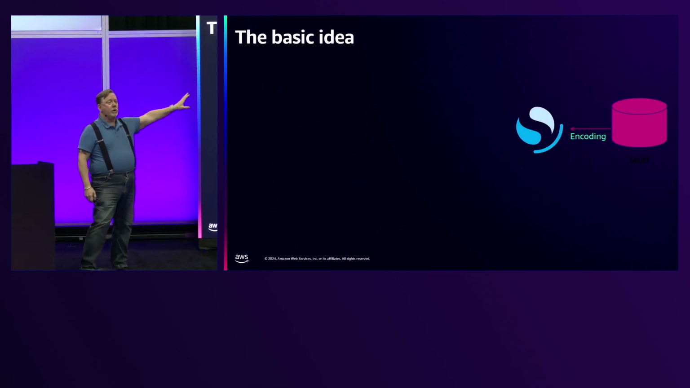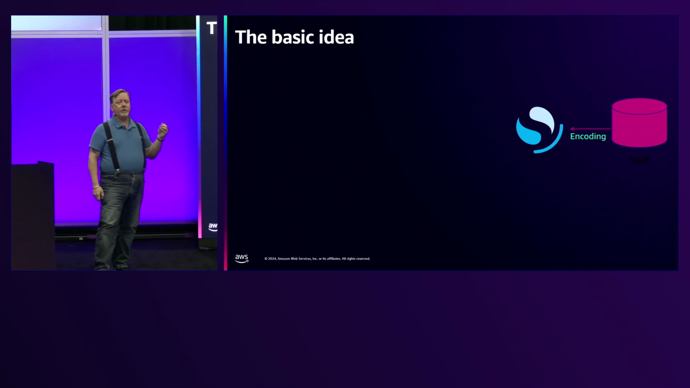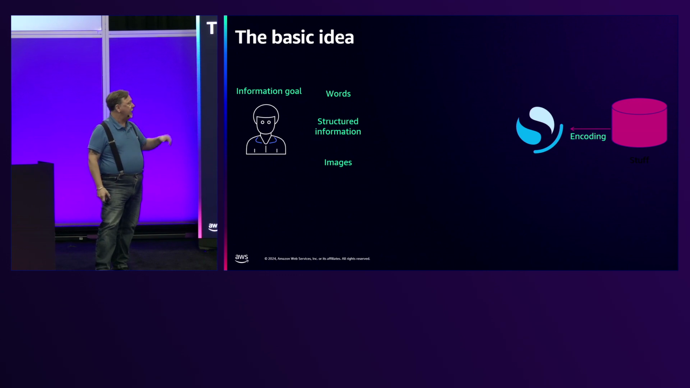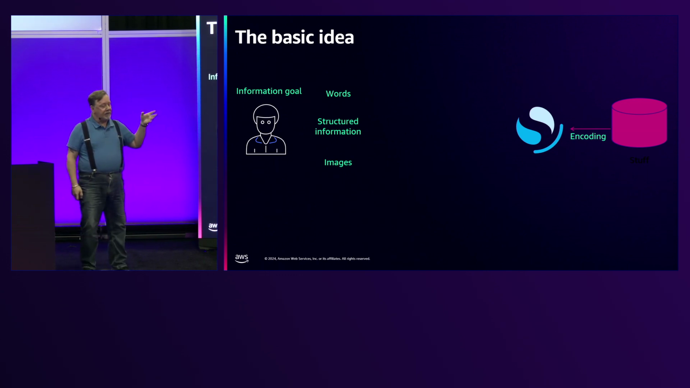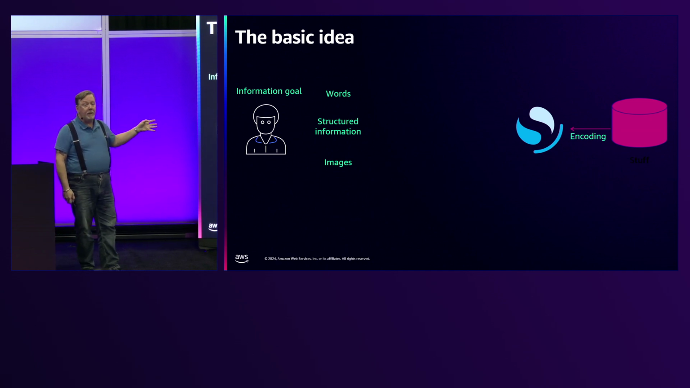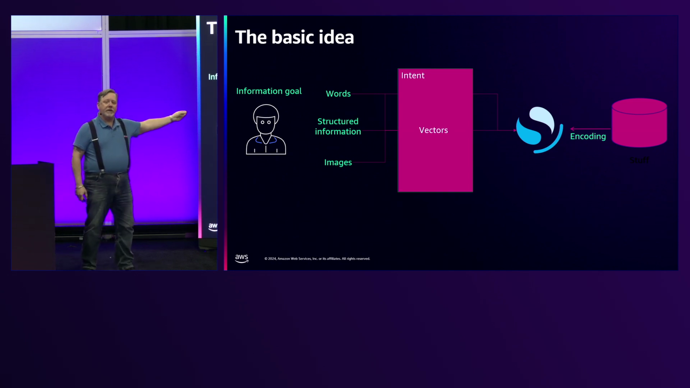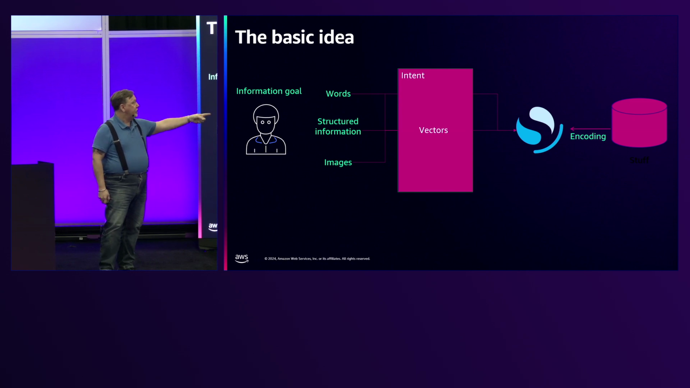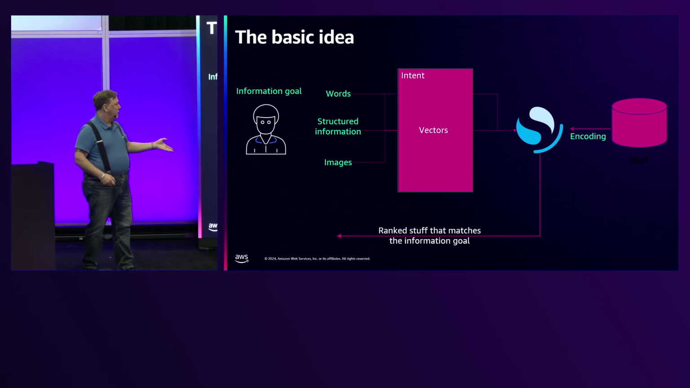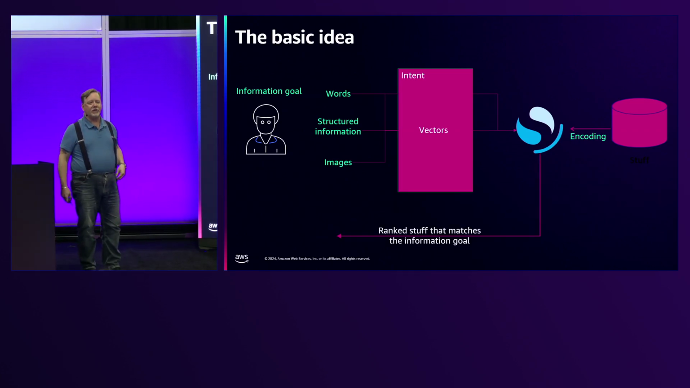So when we work with semantic search, the first thing you do is you take all your pile of stuff and you encode it as vectors. That pulls the semantic information out, and you send that to OpenSearch. On the input side, I still have words and structured information. Images now become a part of what I can use to query. I'm going to generate vectors from this query that represent the intent of my query, and OpenSearch's job is to take that vector encoded intent and find the closest matches and bring those back with ranked results that match my information goal.